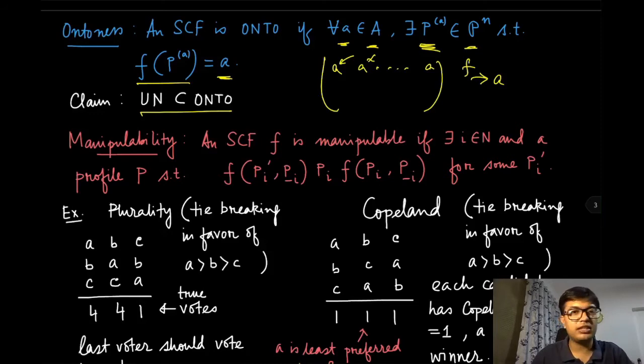Now I can leave this as an exercise to show that this containment is also strict. So you can have some social choice function which is onto but not unanimous. So let's try doing that.